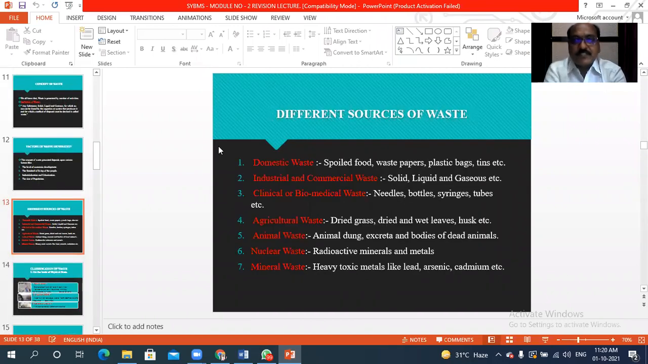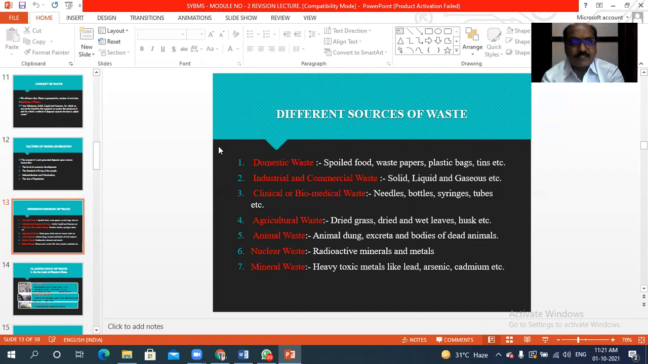Then dear students, you see different sources. Which are the sources? So dear students, you see these are the 7 most important sources of waste generation. First is domestic waste. Okay, it is generated from your household areas. The waste is spoiled food, wastage paper, plastic bags, tins. So these are the domestic waste.